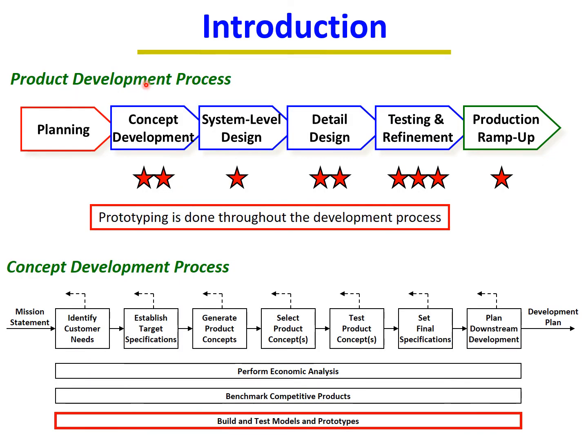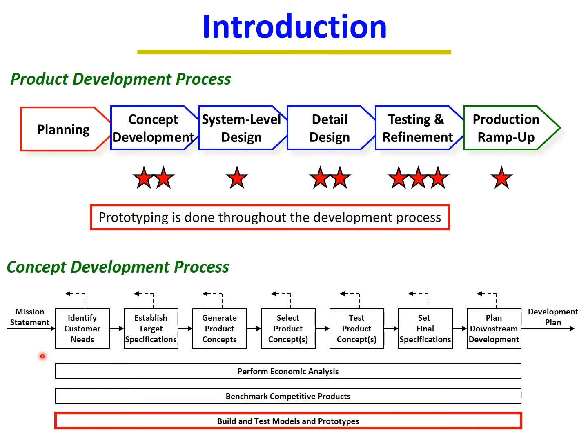You know the whole product development process. You have been seeing this quite a bit: planning, concept development, system level design, detailed design, testing and refinement, production ramp up, right? So prototyping is done throughout the development process. Okay, throughout the development process, prototyping is done. If a company decides to go for prototyping, because every company does not, sometimes you can do concept and detailed design and so on and directly start testing or manufacturing.